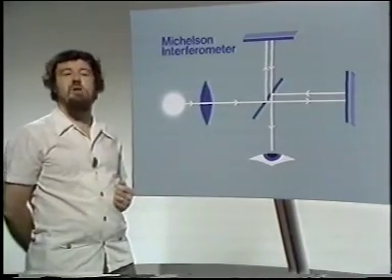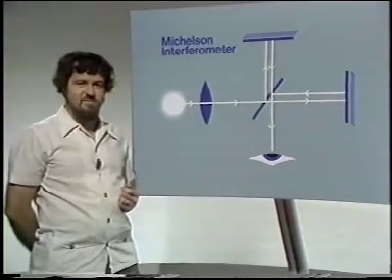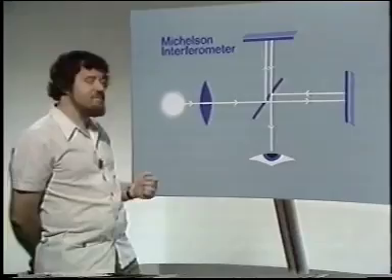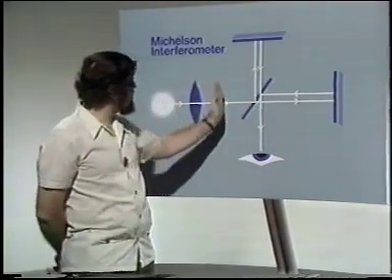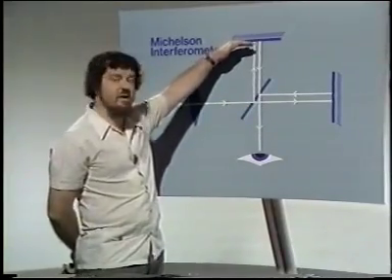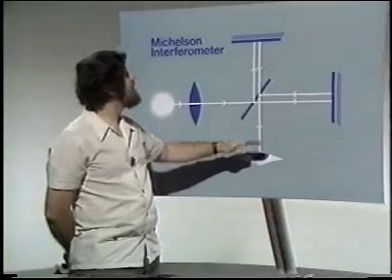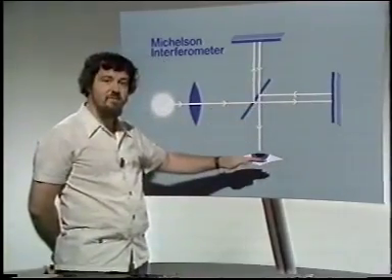This instrument has been of tremendous use in many branches of science and technology now for nearly 100 years. The central feature of it is this so-called beam splitter, which takes an input wave and divides the wavefront into two halves, one of which goes up that way, hits the mirror and comes down. The other half goes that way, hits that mirror, comes back down and is recombined.